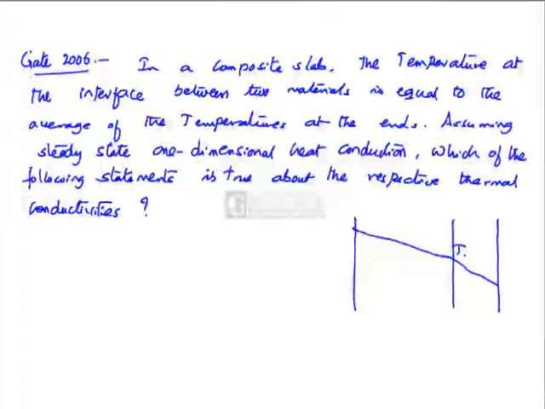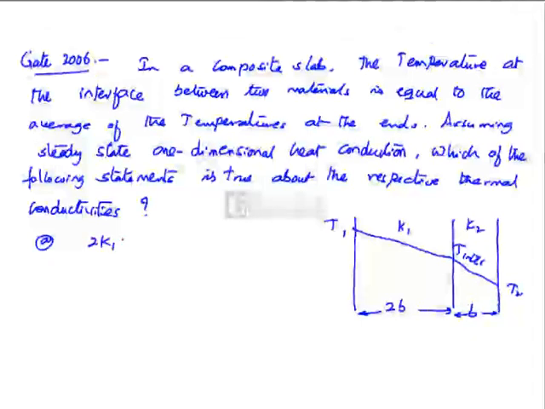This is T interface, T1, T2. This is 2B. This is B. This is conductivity K1 for the slab 1, conductivity K2. The solutions are given like this. A, 2K1 plus K2, 2K1 is equal to K2. B, K1 is equal to K2. C, 2K1 is equal to 3K2. D, K1 is equal to 2K2.